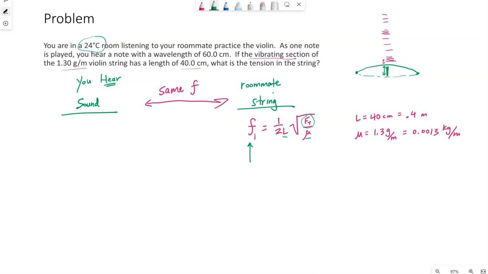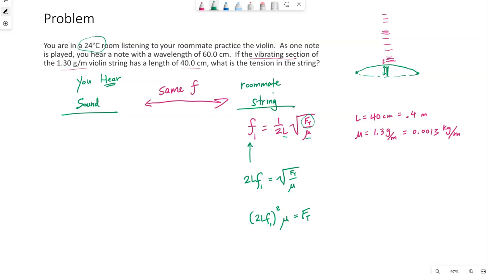We can certainly get symbolically to the force of tension first. I bring the 2L over. If I square both sides, that will leave me with the tension over mu. So I can bring mu up. So I'm ready to solve for tension. I just need to know this frequency f1. And that's where the sound is going to come into play.